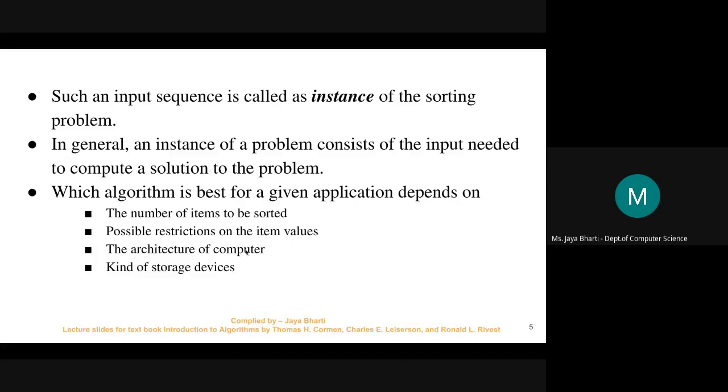Then there is the architecture of the computer. Suppose you are using a sorting technique which takes a lot of space; you cannot use it on a system which has very low memory. Also consider the kind of storage device. You need to look at all these features whenever you are finalizing the algorithm. These are the important points you need to remember whenever you are identifying efficient algorithms.